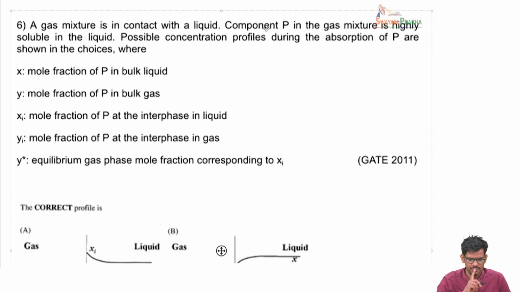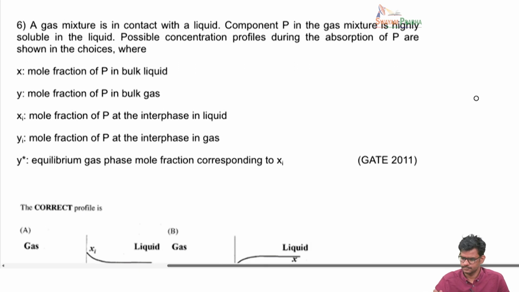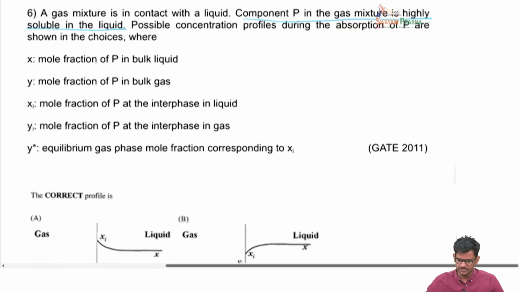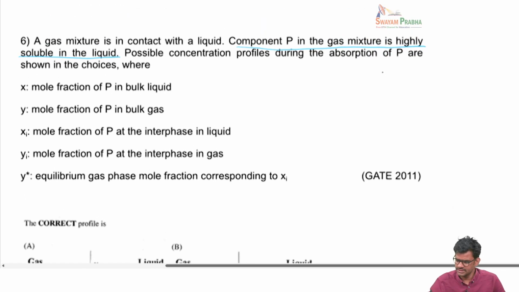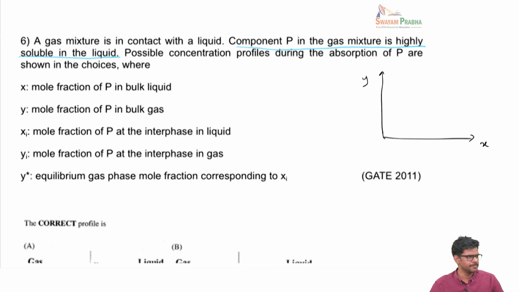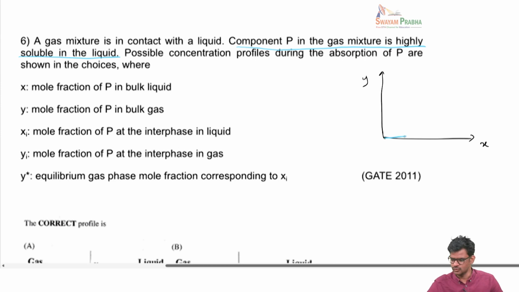Component B is highly soluble in the liquid. Okay, so what does that mean to us? It means if I have an equilibrium line, y versus x, how do you expect this line to be? Imagine it's a straight line. Would it have a high slope or low slope? Very small slope like this. So that's what this information means. So m, even though it's not given, is actually very small.